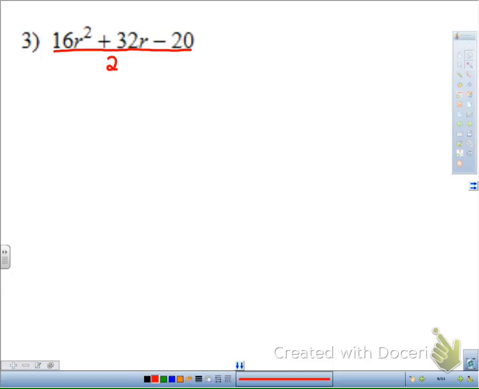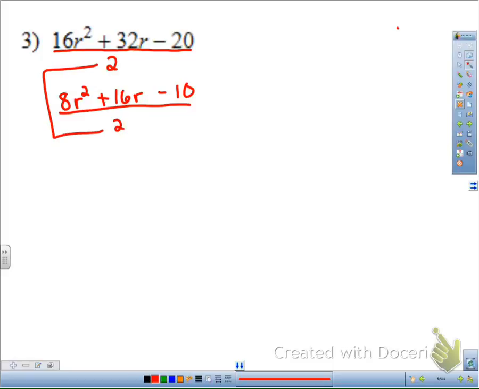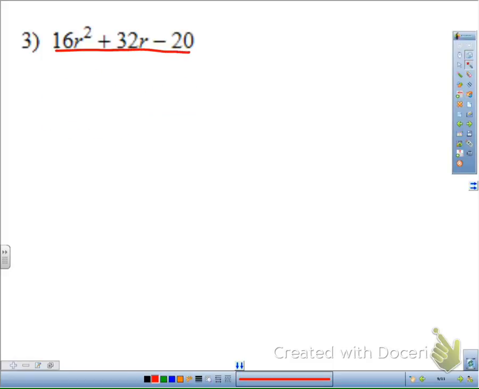I'm going to divide out a 2. Now I know that gives me 8r squared plus 16r minus 10. And if you look at this, I actually still have more to divide out. I could still divide out another 2. So understand, you want to try to pick the biggest number. However, I could still get this answer. I would have started off, instead of dividing by 2 twice, if you divide by 4 the first time, it's going to be a little bit easier.